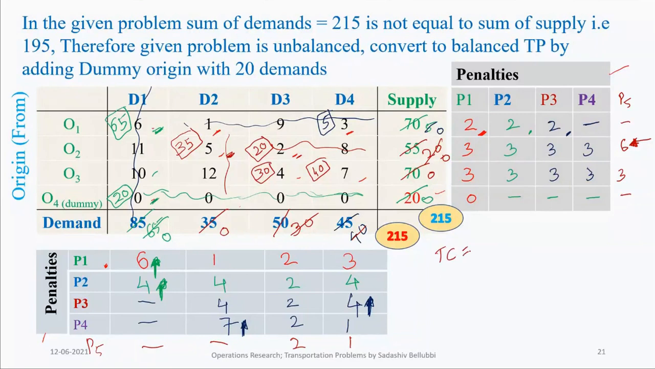Transportation cost equals 6 into 65 plus 3 into 5 plus 5 into 35 plus 2 into 20 plus 4 into 30 plus 7 into 40. Whatever the total answer, that is the answer for finding the IBFS by using the VAM. This is the way we need to find the IBFS by VAM.